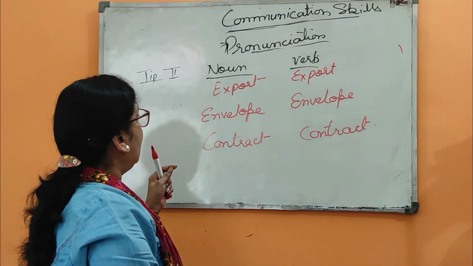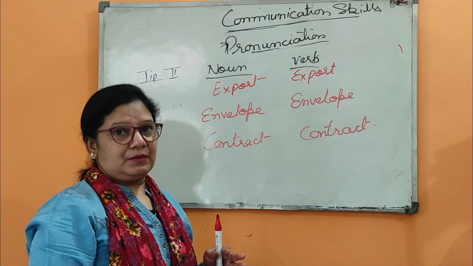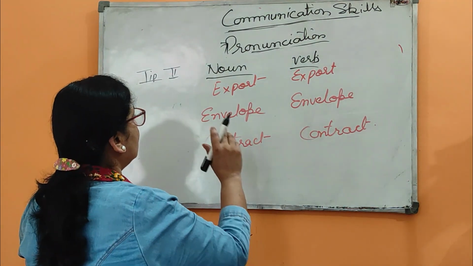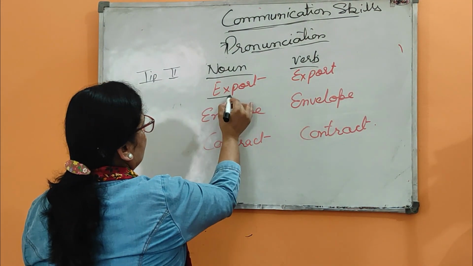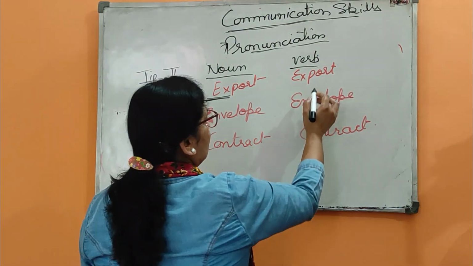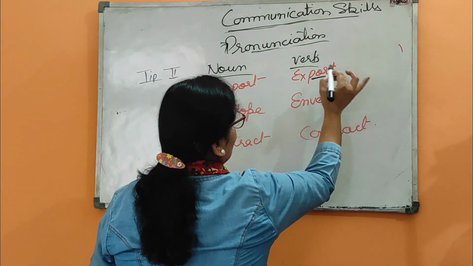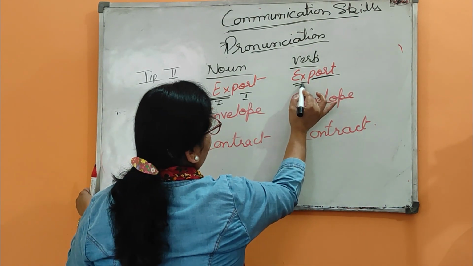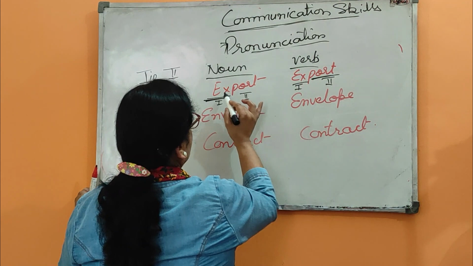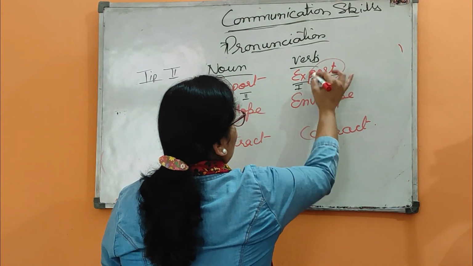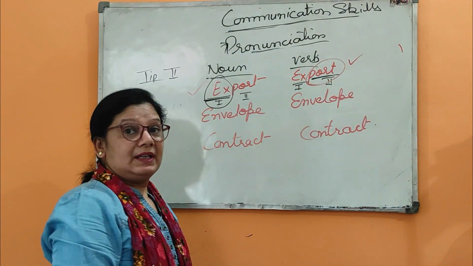Whenever we have to tell, while pronouncing, that a word is a noun, not a verb, we have to stress the first part of the word. And when we have to tell that it is a verb, we have to put the pressure on the second part of the word. This is the first part and this is the second part. Here the pressure is on the first part when it is a noun. Here the pressure would be on the second part when it is a verb.